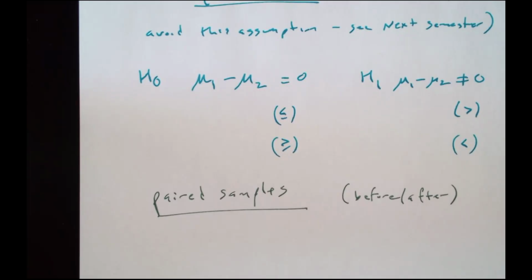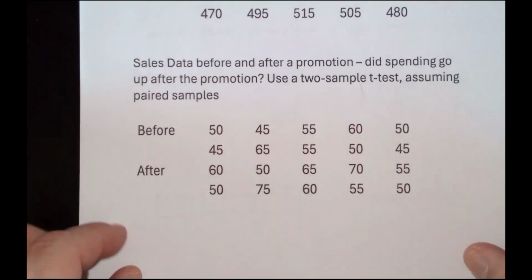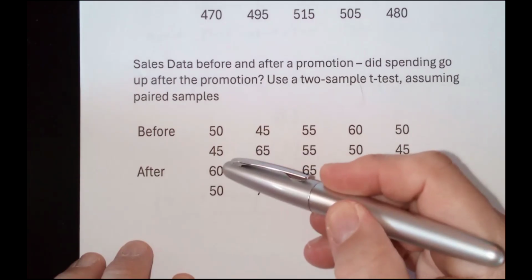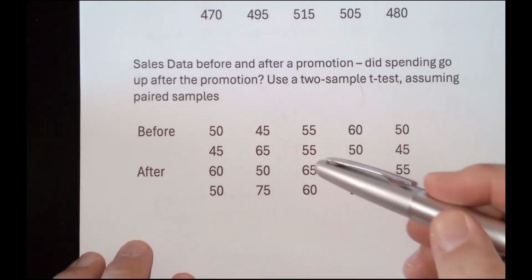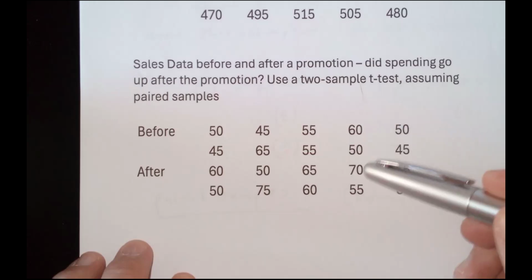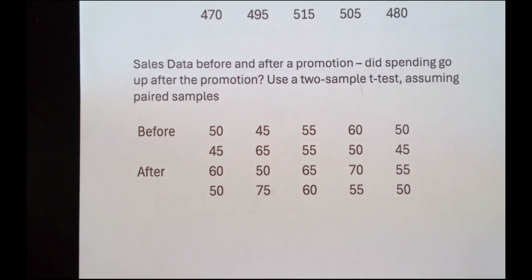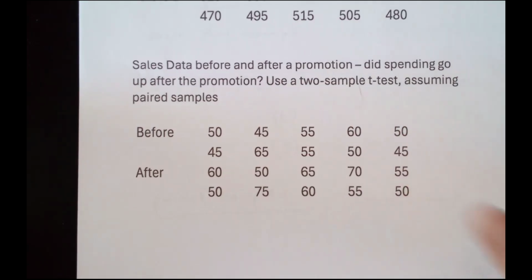Everything else we do becomes the same. But this pairing of samples means that I'm actually thinking of a direct connection between these numbers. The first number with the first number, the second number with the second number, the fourth number with the fourth number, the 10th number with the 10th number.